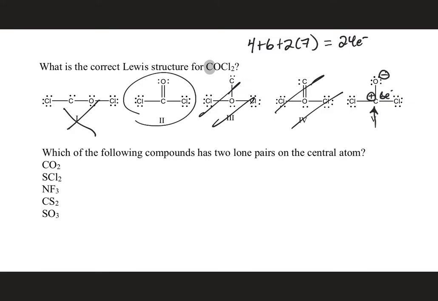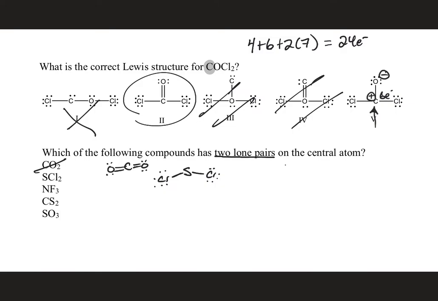Next, which of the following compounds has 2 lone pairs on the central atom? When you draw CO2 out, you would get this structure. So it's not that. It's SCl2. By the way, it has 2 lone pairs. Make sure you're clear on that. Anytime you're drawing a halogen, expect 1 bond and 3 lone pairs on those the vast majority of the time.